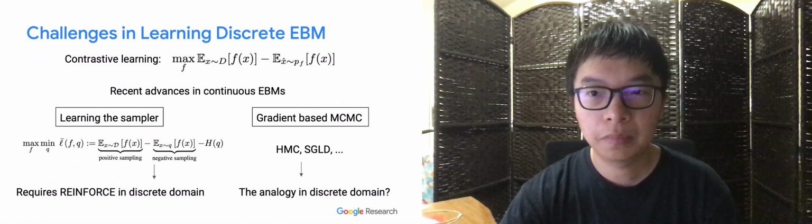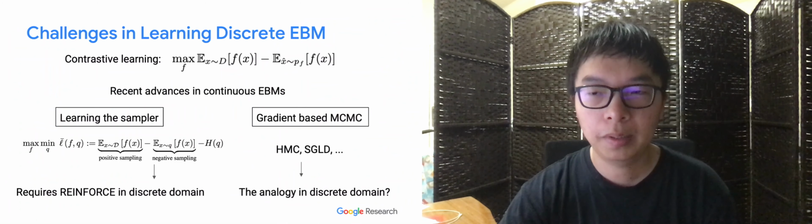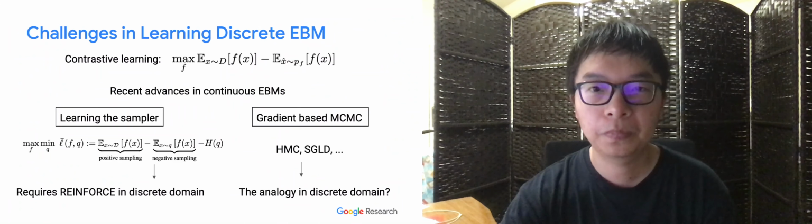However, none of them can be directly transferred into discrete domain. For learning sampler-based approaches, REINFORCE is required for discrete data, which will have high variance in the gradient estimator. The gradient on discrete data is not properly defined, so approaches like HMC and SGLD cannot be directly used.